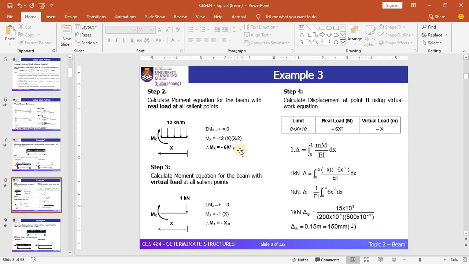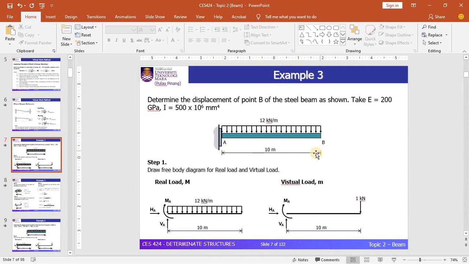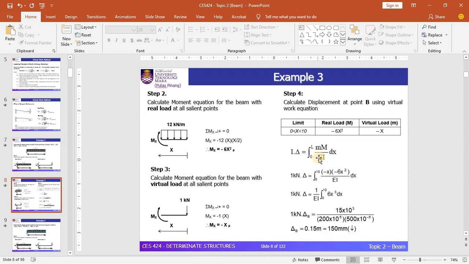Since the range for this cut section is 0 to 10, only one cut section, L here refers to 10 meters. The small m you can simply get from the table, which is negative x. The capital M is negative 6x squared. The rest is a mathematical process, so you can use a calculator or calculate manually. Looking at this solution, the displacement value is equal to 150 mm downwards.